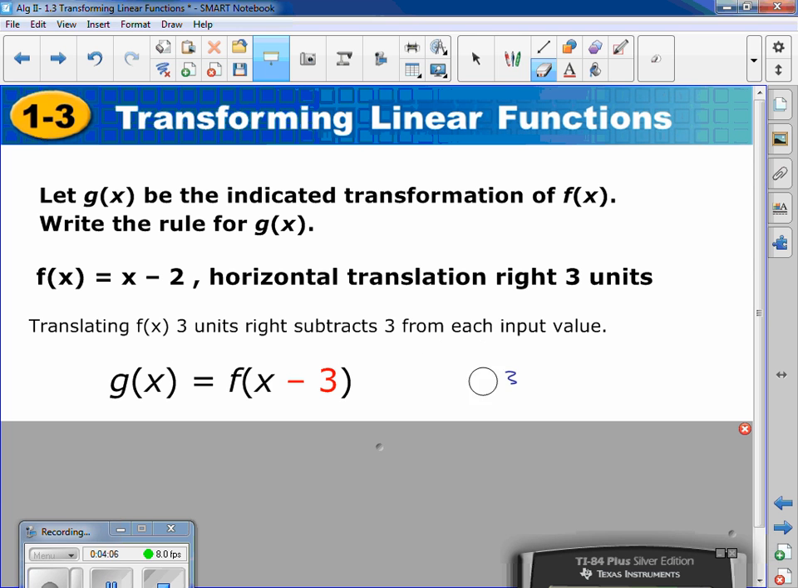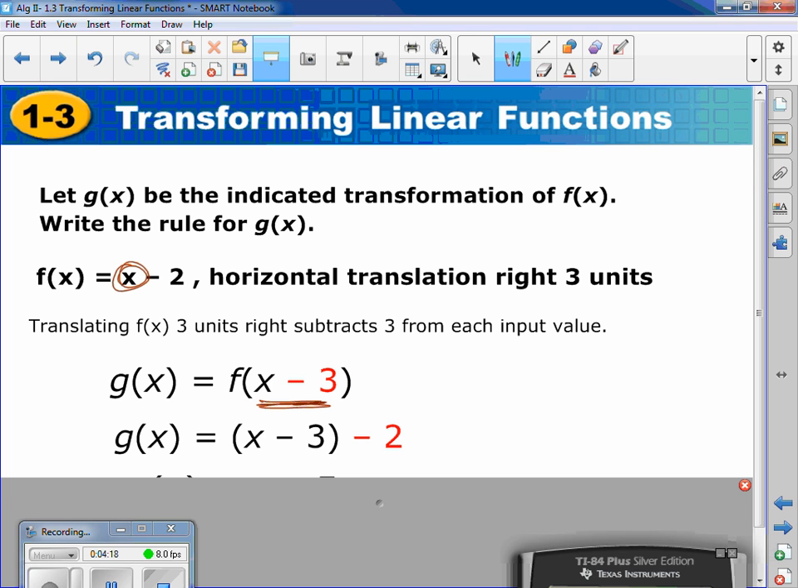Now we have to actually go in wherever we see an x. We're going to replace it with x minus 3. So here's the function. X really meant x minus 3, and I still have the negative 2. It's right here. Negative 2 still from the function. Instead of writing x minus 2, x really means now x minus 3. So I replaced the x with x minus 3.